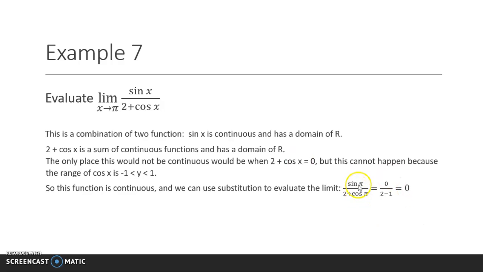So I'm just going to put in pi for this. Sine at pi is 0. Cosine at pi is -1. So I get 0 over 2 minus 1, which is 0.